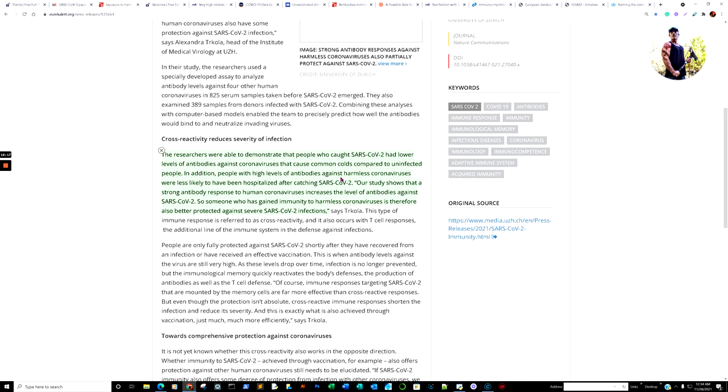The researchers were able to demonstrate that people who caught SARS-CoV-2 had lower levels of antibodies against coronaviruses that cause common colds. So you see right here, there's that, common colds, compared to uninfected people. In addition, people with high levels of antibodies against harmless coronaviruses were less likely to have been hospitalized after catching SARS-CoV-2. Our study shows that a strong antibody response to human coronaviruses increases the levels of antibodies against SARS-CoV-2. So someone who has gained immunity to harmless coronaviruses is therefore also better protected against severe SARS-CoV-2 infections.